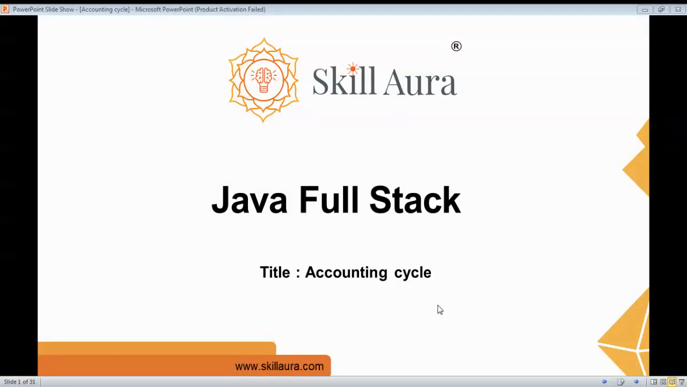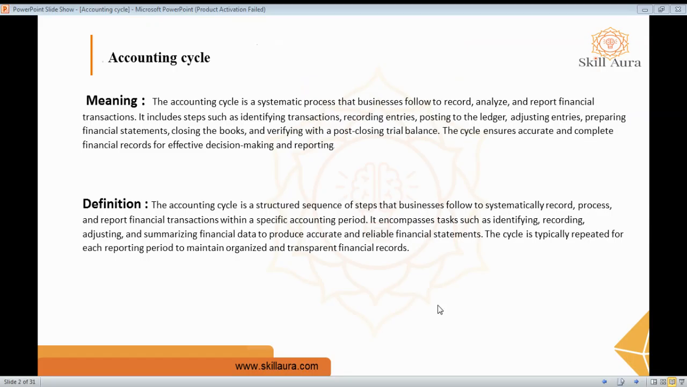I'm Lavanya. So today we are going to learn one of the important topics, that is the accounting cycle. So let's start with the meaning. Accounting cycle is a systematic process that a business follows to record, analyze and report financial transactions. It includes steps like identifying the transaction, recording entries, posting to the ledger, adjusting the entries, preparing financial statements, closing the books and verifying the post-closing trial balance. So these are the steps it includes.